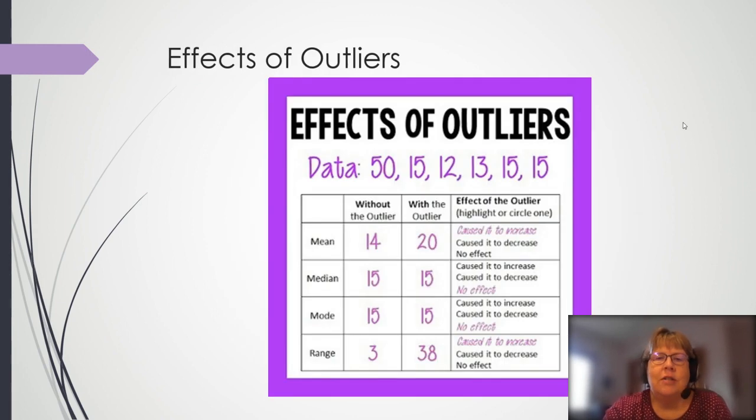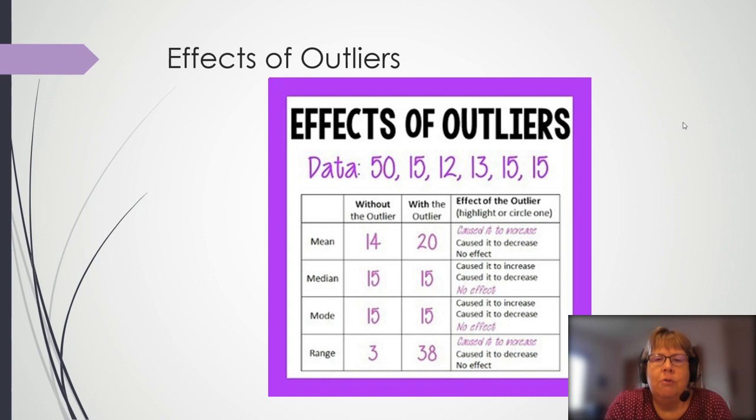Here's a small data set of outliers in this graphic. The data has 6 points: 50, and then 15, 10, 15, 12, 13, 15. Obviously, just by looking at this, we can tell that the outlier is 50. It shows what the effect of having an outlier is. On the mean, without that outlier, the mean was 14, with it, it's 20. So we're skewing the data quite a bit.